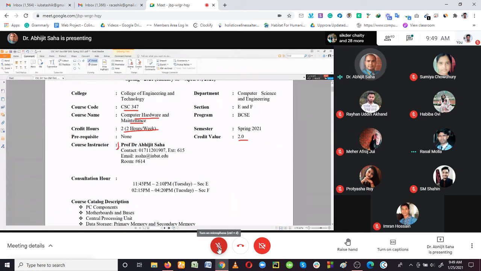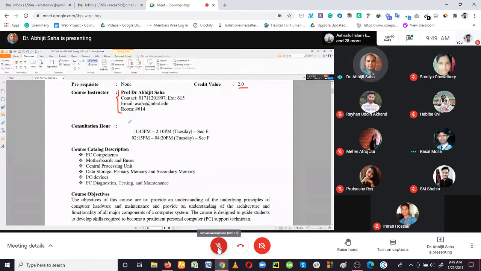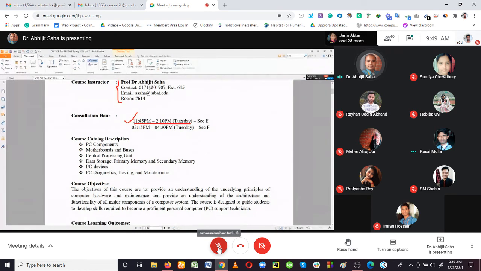And I told you yesterday that this is the contact information. So if you need, you can use my mobile phone number and email address. And again, the consultation hour for your section is here. This is the formality, 2 hours of consultation for those 2 credit hours. It is just a time given in the course outline, but you can contact me anytime when you need to talk with me. You can call me on this number, or you can send me an email.